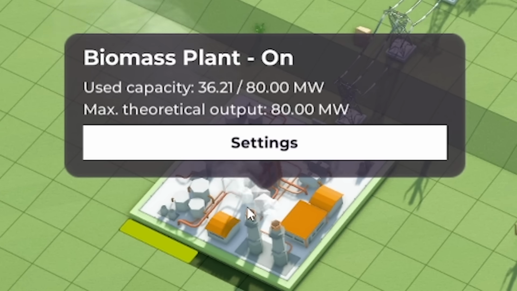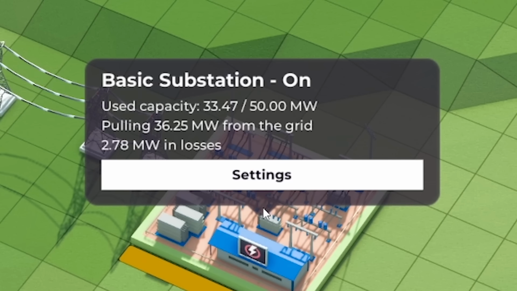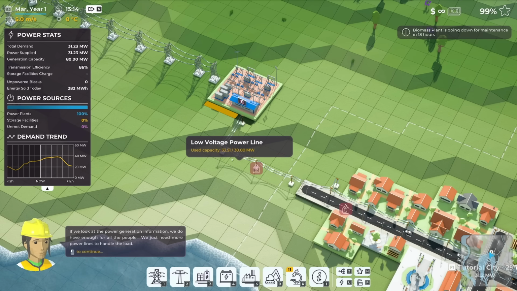you can see currently coming from our biomass plant is 36 megawatts. We can up that to 80. So that's coming along these high voltage power lines, they can hold up to 100. And then in the substation, you can see that's taking the 36 and it's outputting 33. So there's a little bit of loss there, 2.78 it says there. That can hold up to 50, which is plenty. But then down here, our low voltage power lines, they are over capacity, hence the explosion we just saw.